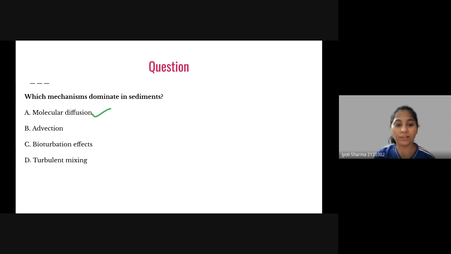What about the advection? Because we are talking about no velocity, there will be no advection. So this one is the wrong one. What about the bioturbation effect? If sediment has some microorganisms, and those microorganisms have some activities, then some mass transfer can happen because of those activities. I will explain bioturbation in the next slide. And turbulent mixing is based on the velocity, so this is again the wrong one. So the right ones are A and C, but because you asked me what bioturbation is, let me explain this.